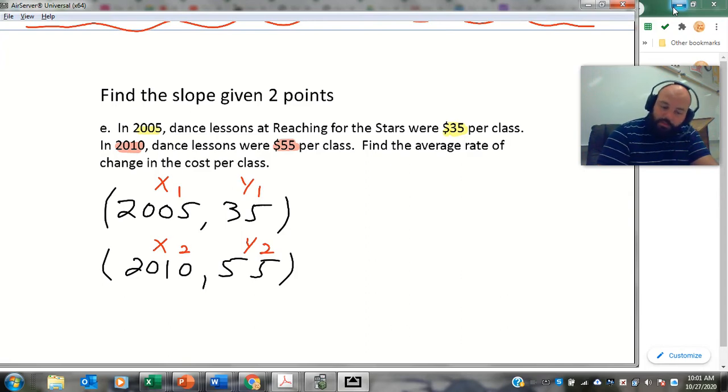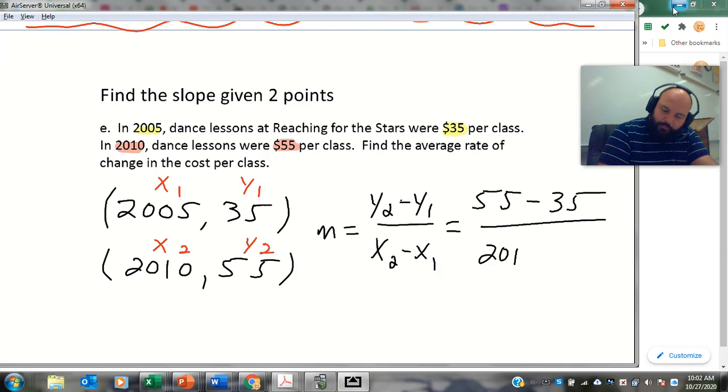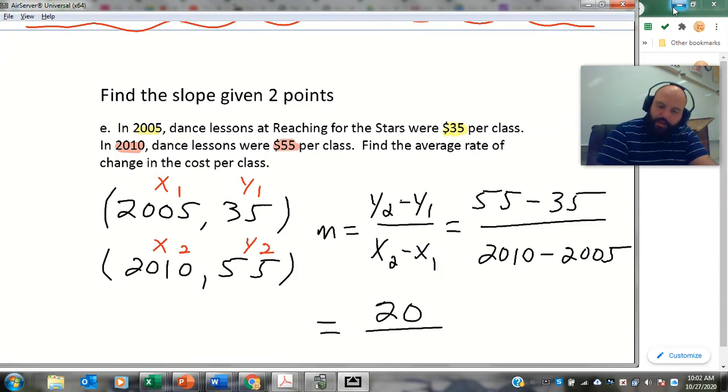Now we're going to write the formula for slope, which is m equals y2 minus y1 over x2 minus x1. And so when I substitute the values in, I get 55 minus 35, and then I get 2010 minus 2005, like that. Now it's just a matter of simplifying this. So I'm going to move down to here. 55 minus 35 is 20, and 2010 minus 2005 is 5. So 20 divided by 5 is actually 4.